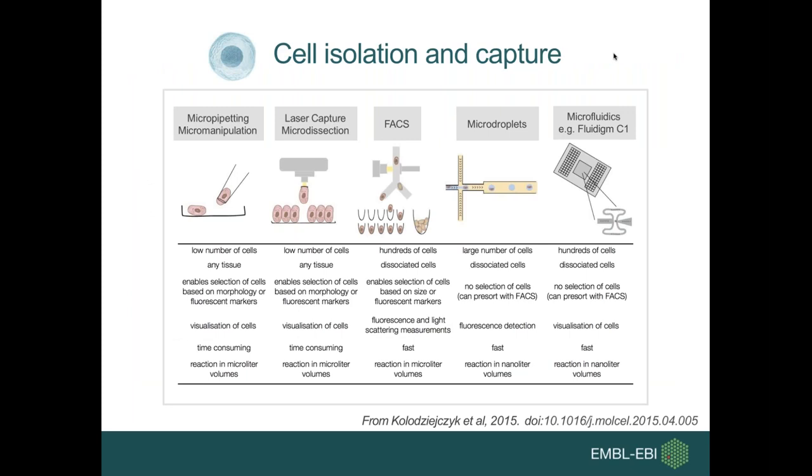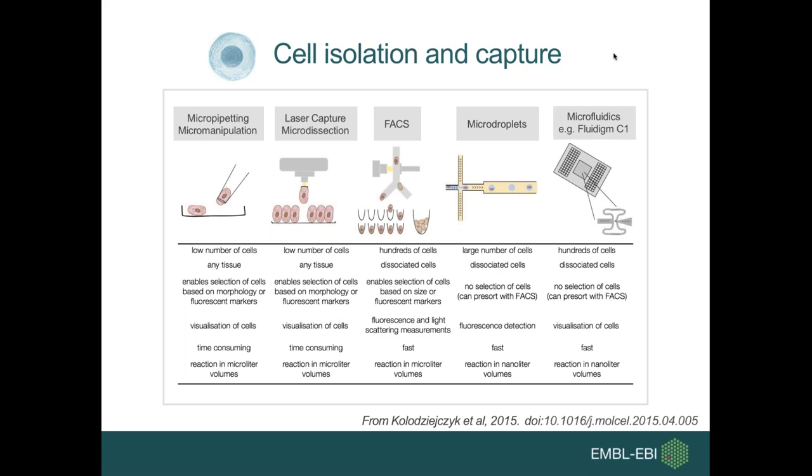the various protocols used for cell isolation and capture, which is one of the key variables. The common approaches include micropipetting, laser microdissection, FACS sorting, microdroplets, and microfluidic systems like the Fluidigm C1 chips. Now, these differ not only by throughput. Obviously, you can process only a limited number of cells when you're doing micromanipulation or laser microdissection, but a lot more when you're employing more random capture methods, such as the microdroplet selection method.